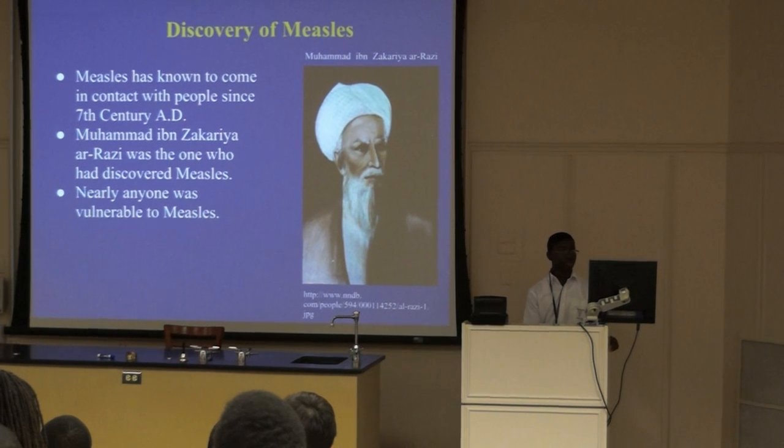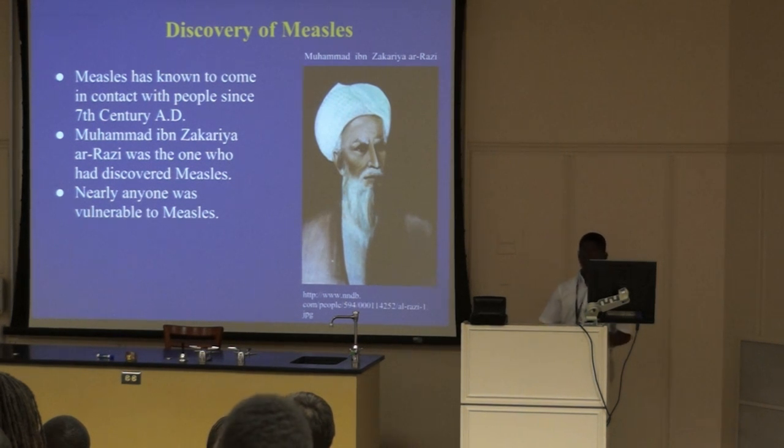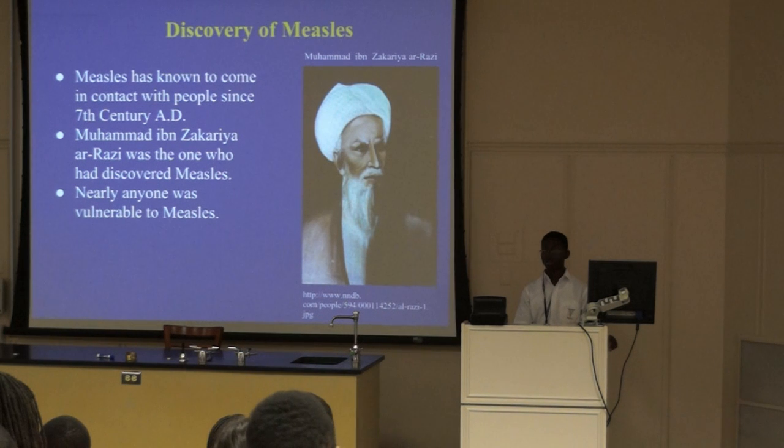Discovery of measles. Measles is known to have come in contact with people since the 7th century AD. Muhammad ibn Zakariya al-Razi was the one who discovered measles. Actually, a picture of him is right there. He described it as a disease more dreaded than smallpox, and nearly anyone was vulnerable to measles because there was no treatment options available or cures, nothing available to stop it.